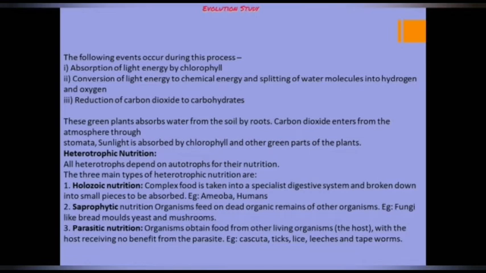These green plants absorb the water from the soil by roots. Carbon dioxide enters from the atmosphere through stomata. Sunlight is absorbed by chlorophyll in the leaves and other green parts of the plants.